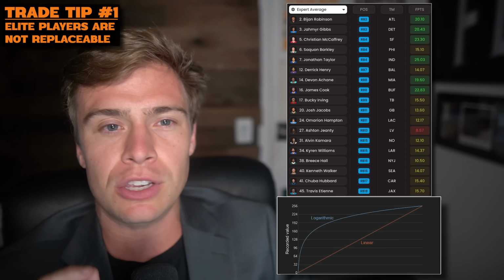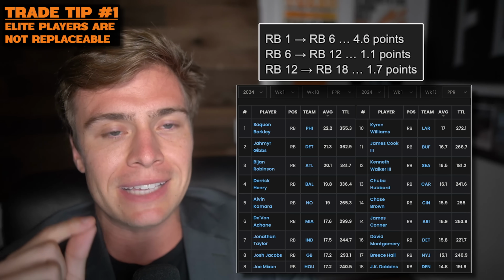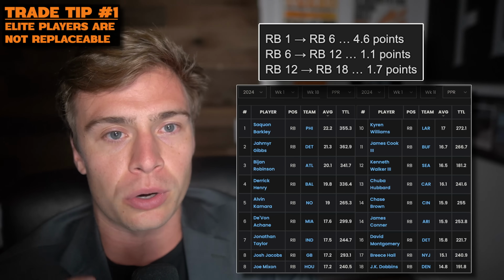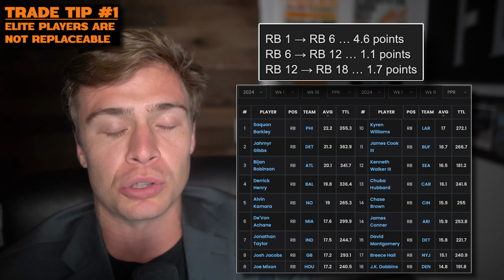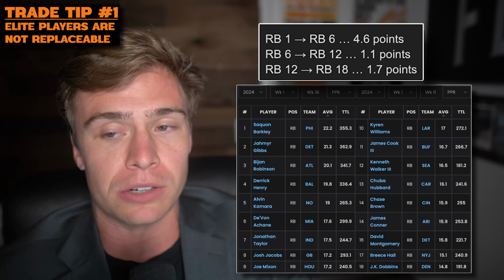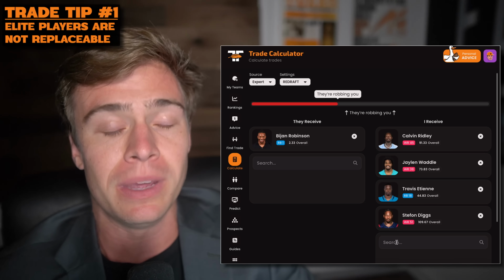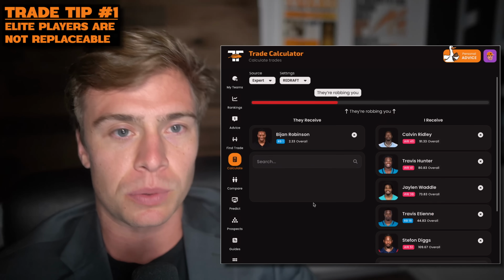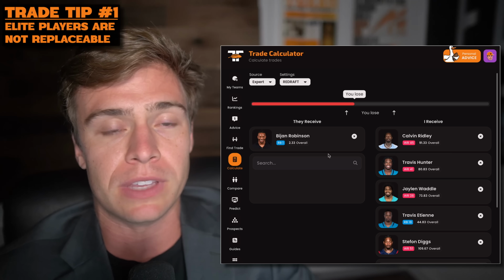The value gap that you have from the RB1 in fantasy to the RB6 in fantasy is larger than the gap between RB6 and RB30. It's not linear. It is actually a negative exponential curve on how you should evaluate these players. I'll show you the trade calculator that the developers on flockfantasy.com spent months building to perfect this formula. And of course, we're giving it to you as well near the end of this. But first, let me at least prove this with math.